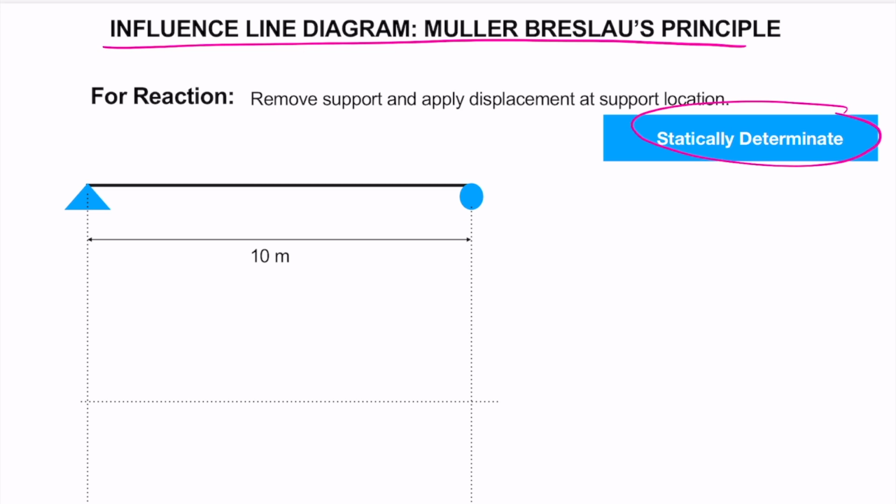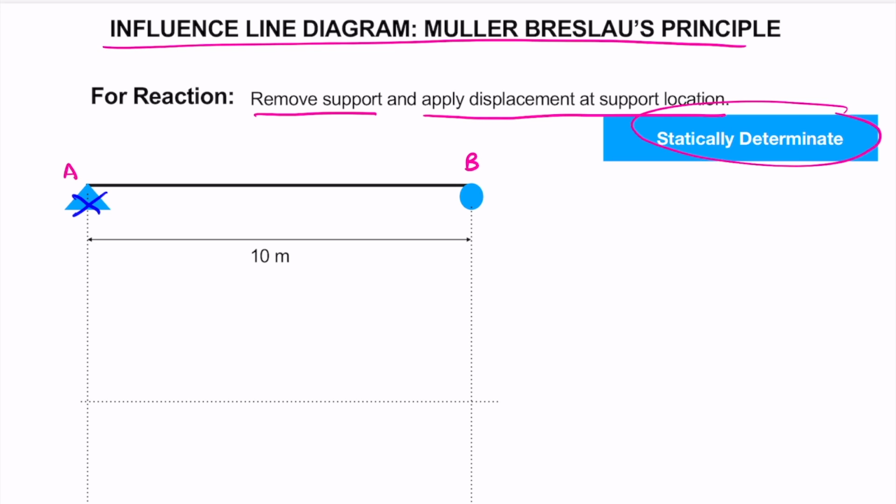So suppose we need to find the ILD for reaction using the Muller-Breslau principle. For finding the ILD for reaction, we will follow some steps. The first step is, suppose we need to find the ILD for reaction at A. The first step will be to remove the support and apply displacement at the support location. So we will remove the support A, and we will apply unit displacement at this support.